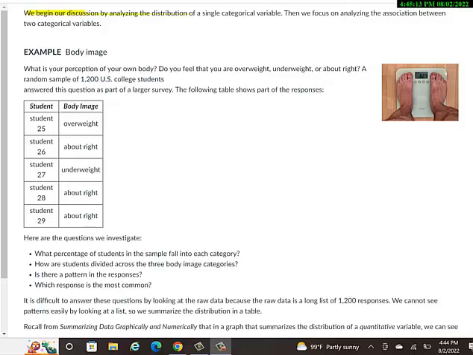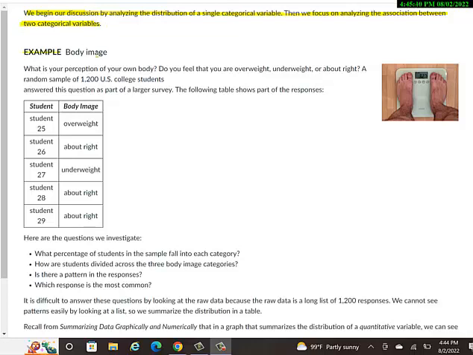In this video, or this page, we'll be talking about two-way tables. It sounds like something complicated, but it's not really that complicated. That's a lot of things in statistics. I feel like they make a name for something you already know about, and it sounds scary, but it's not really. But we'll analyze the distribution of a single categorical variable today. Then we'll focus on analyzing the association between the two categorical variables.